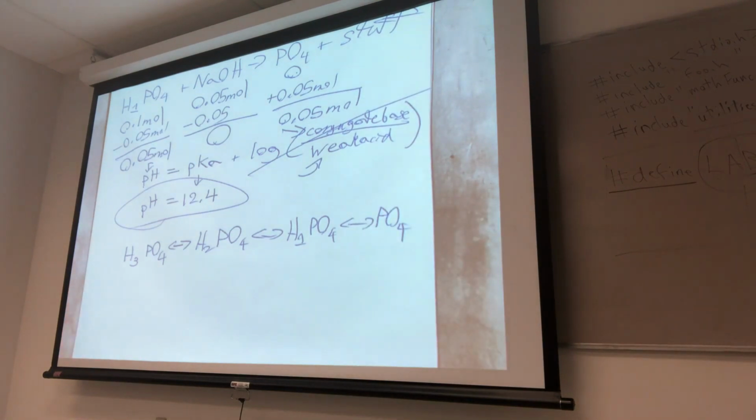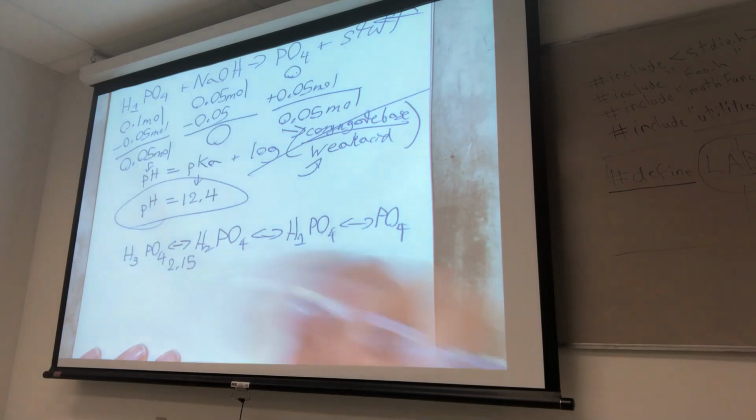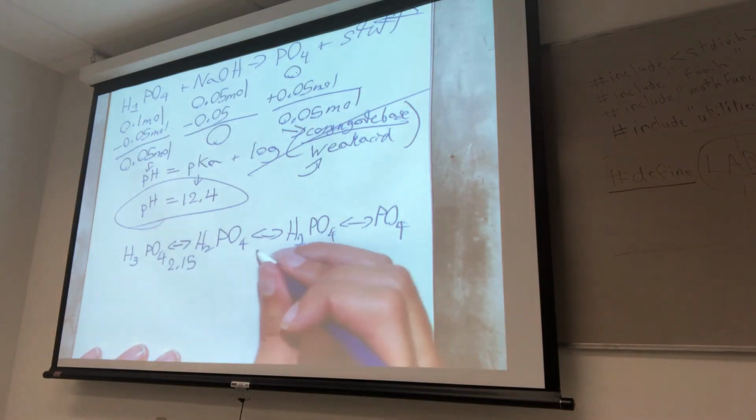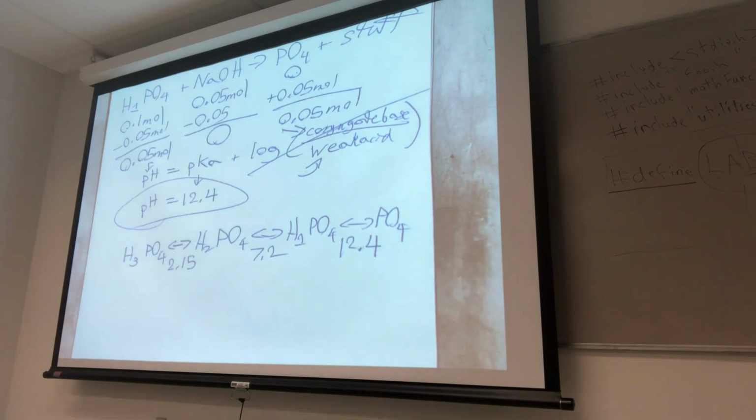I just said that each drop in hydrogen represents one of those pKa's, right? Let me write down the pKa's again. This first drop in hydrogen is represented by a pKa of 2.15. This one is 7.2, and this one is 12.4, right? Well, if the pH of the solution that phosphoric acid was in was about a 1, which of these forms of phosphoric acid should exist in that solution? If the pH is 1.